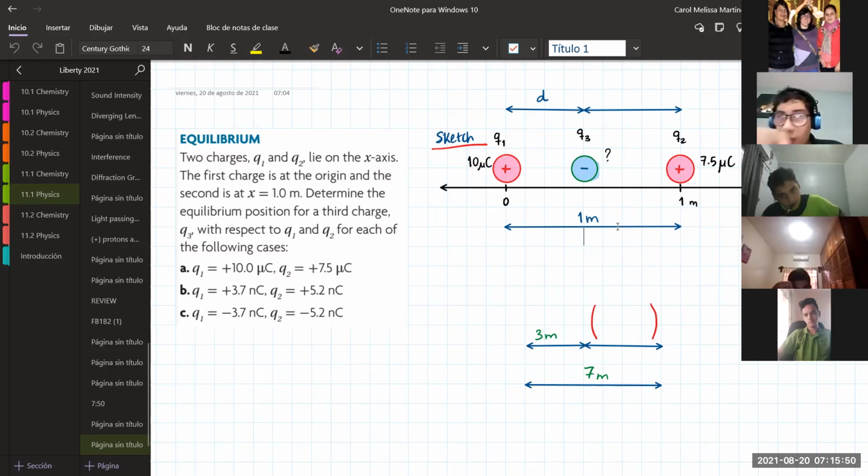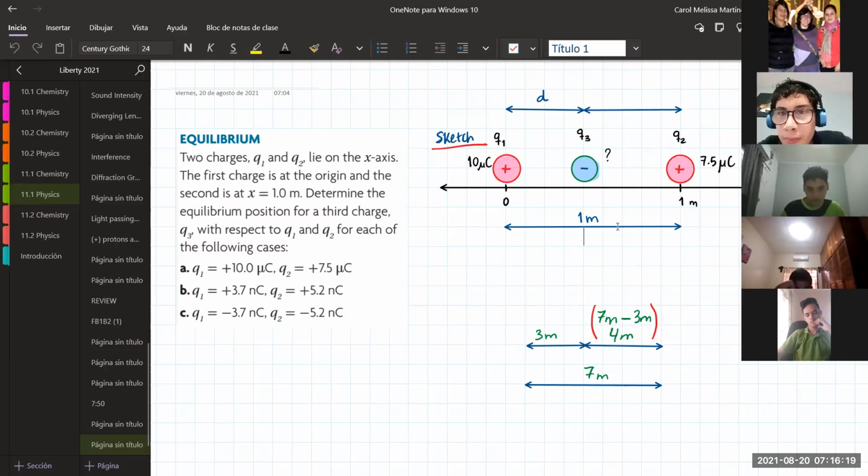7 minus 3. If all this is 7 and all this portion is 3, then this part right here is going to be the difference. And the difference is just a subtraction. From the whole 7 meters, you will take away this little portion of 3 meters. So in total, this will give you 4 meters. And as you can see, it makes sense.